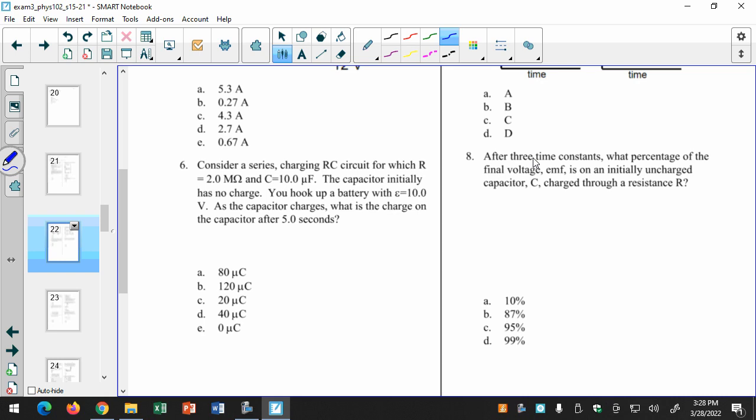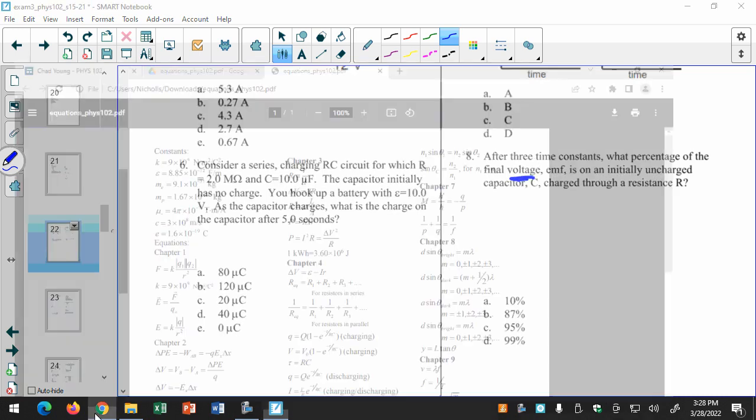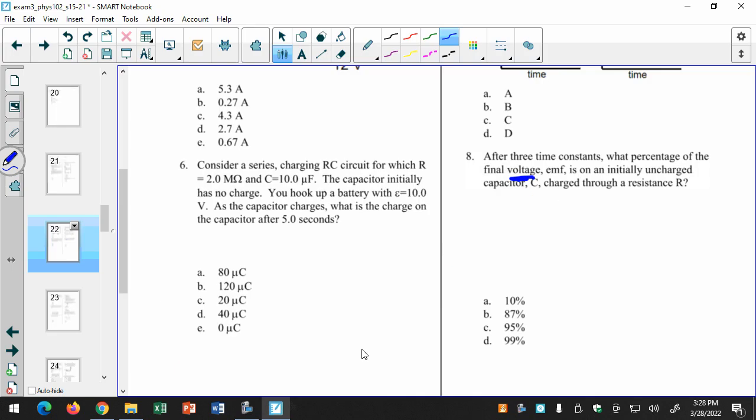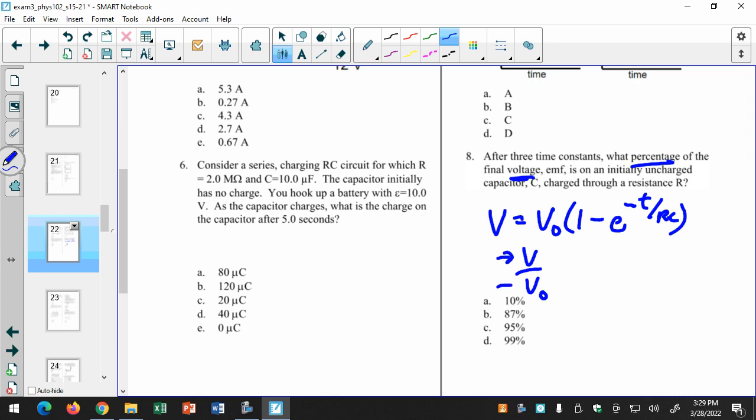So first of all, am I charging or discharging this capacitor? It's initially uncharged, so it is charging, and I'm looking for the voltage. If I look at my equation sheet, voltage for a charging capacitor looks like this: V is equal to V naught times 1 minus e to the minus t over RC. I'm looking for V over V naught. Whenever I say percentage, that's what I'm looking for, the ratio of V to V naught. This is V at a certain time t. This is the maximum V.